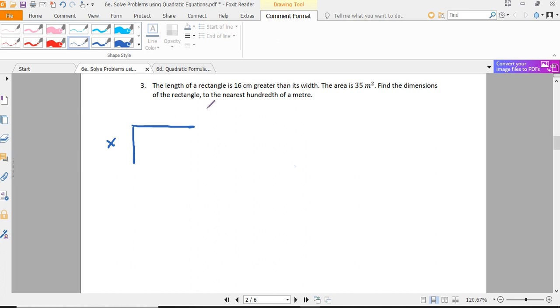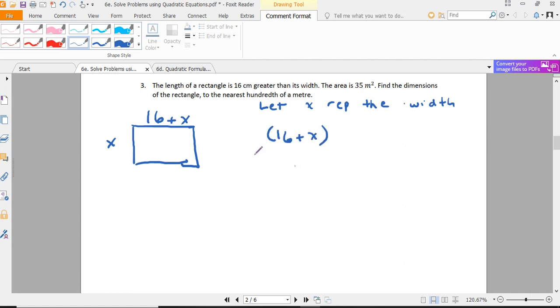So, question 3. The length of a rectangle is 16 centimeters greater than its width. So the length there will be 16 plus x. Well, what does x represent? So let x represent the width. Okay? Now we know the area is 35. So length times width, so we got 16 plus x, length times width, will equal 35 meters squared.